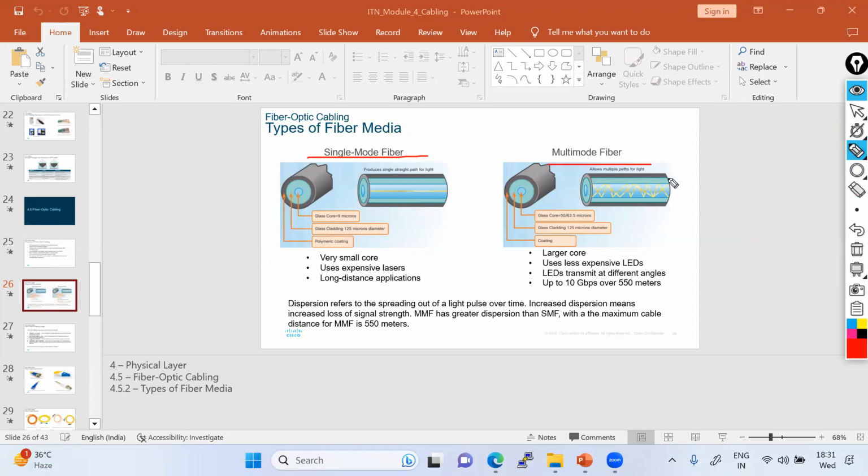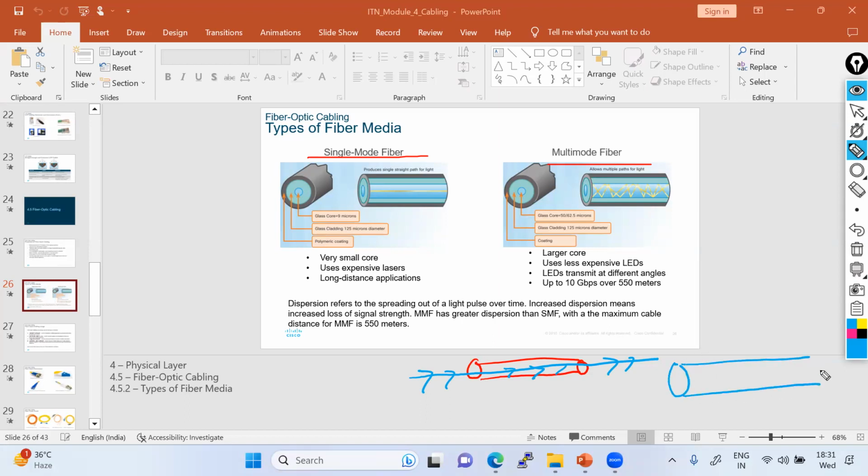Now, if I am talking about single mode communication, what is happening? Let's suppose this is your fiber cable. If anything you're sending, it is going straight. So your signal is coming and it is going straight via the fiber. A single ray of light is going to be passed. Single ray of light.